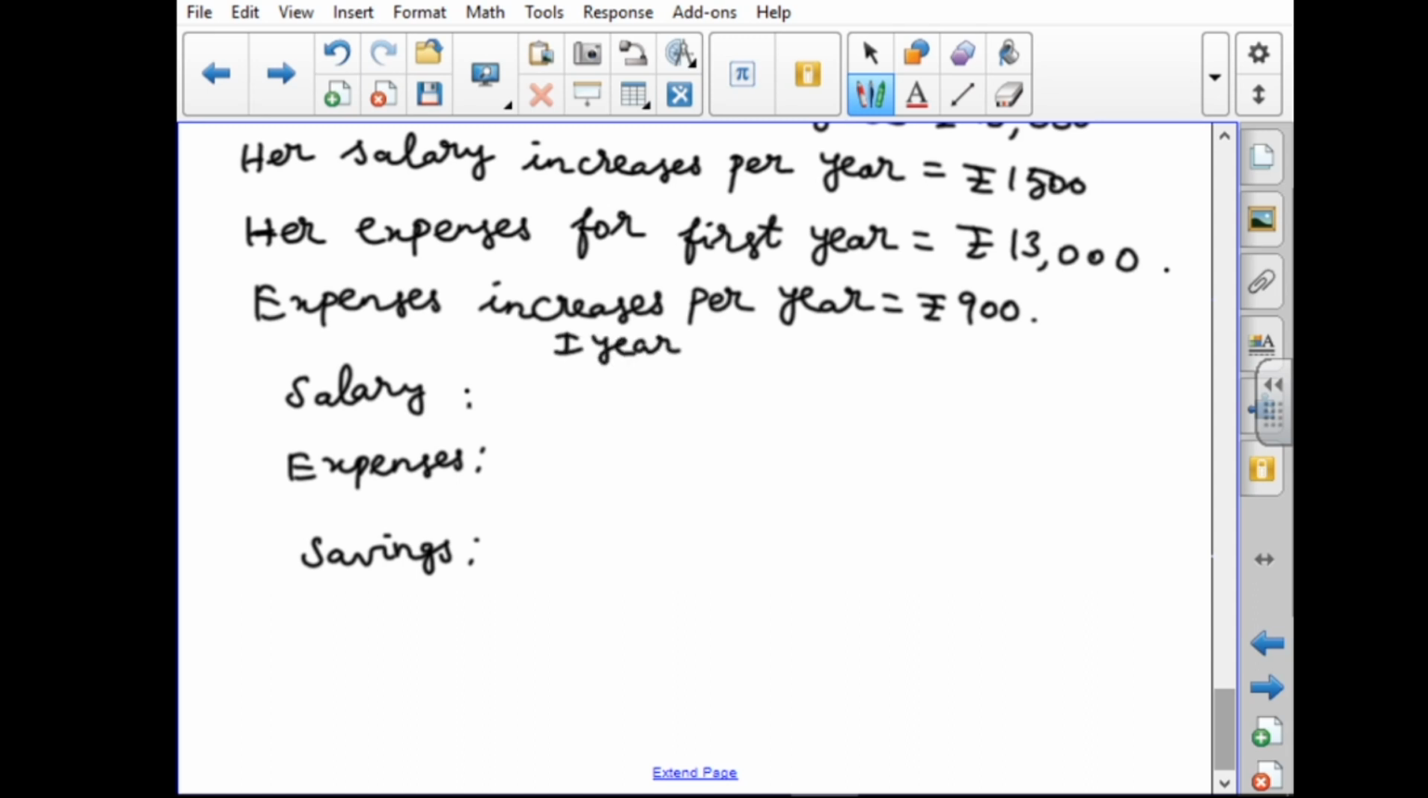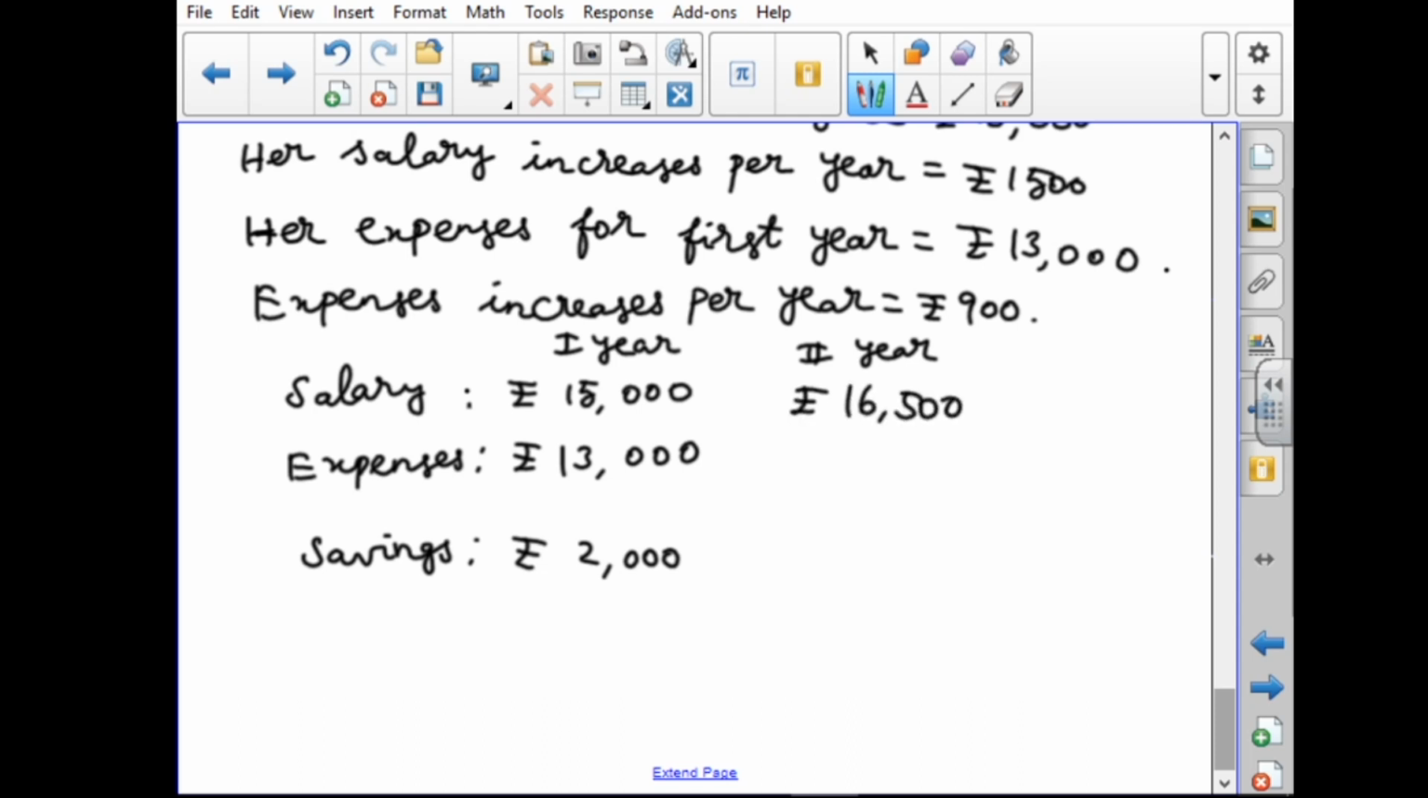Here the first year, here the second year. The first year salary is rupees 15,000. The expenses is rupees 13,000. So her saving, we have to subtract these two, is 2,000. The second year we have to add the increment. Increment is rupees 1,500. So the second year salary is rupees 16,500. The expenses also increase per year by rupees 900.